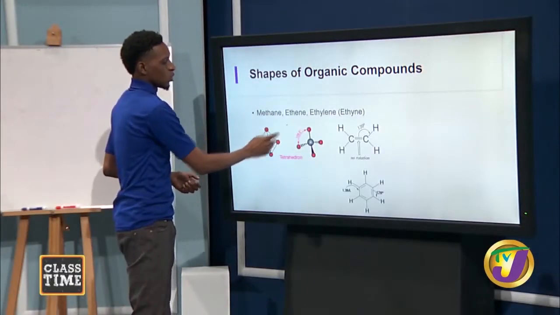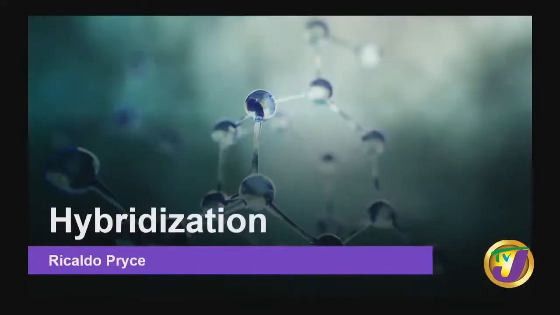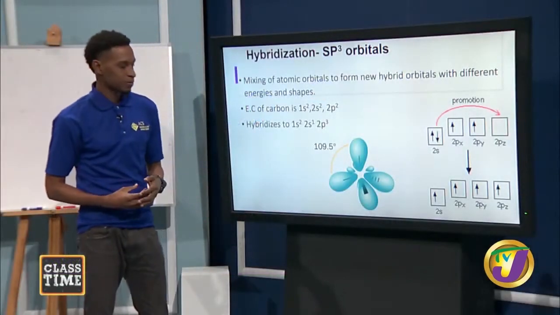So we can see the shapes of the molecules here. Methane, 109.5 with a tetrahedral geometry. You can see the alkene with the bond angle of 120 degrees with a trigonal type geometry. And that's the same for benzene as well. Benzene has a bond angle of 120 degrees between the CH and the CC bonds. And we can see the alkyne at the end with its linear geometry, and the bond angle in the alkyne is 180 degrees. Now let's get into hybridization and what hybridization is.